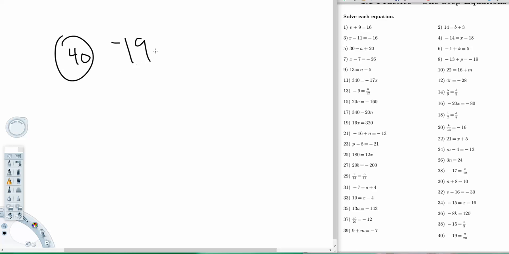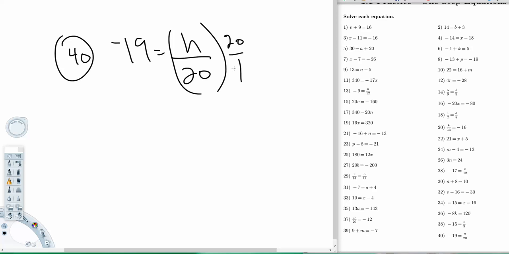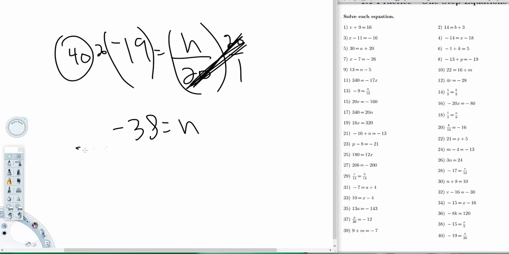Negative 19 equals n over 20. So anytime you see n divided by anything, you have to multiply by that thing to get rid of it, right? So here we're going to put a 20, and here we're going to put another 20 multiplying this side. So we're going to get minus 380 equals n, right? Because these cancel. So that's the end of the problems.